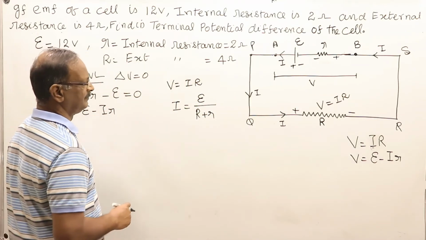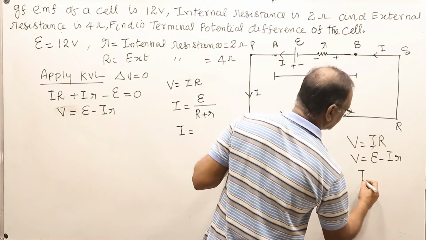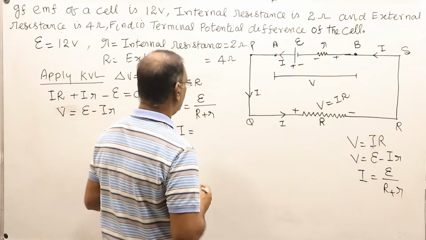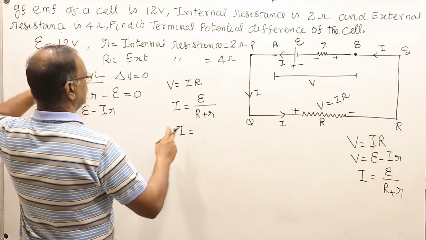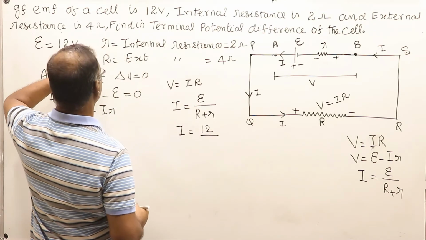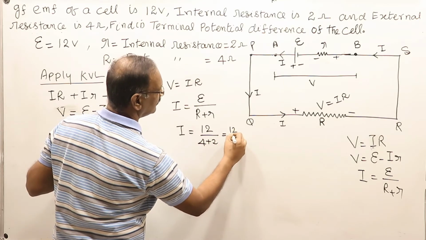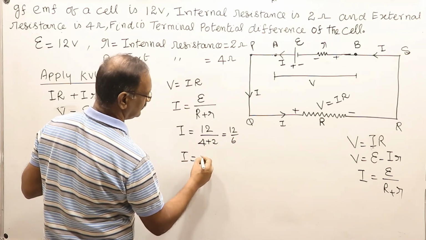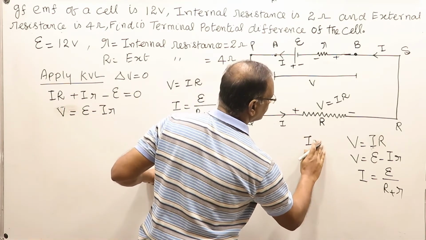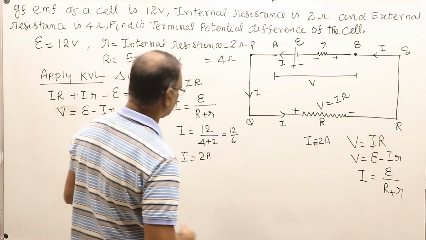So let us find out I. Since I is equal to E by R plus r, the EMF is equal to 12 volt divided by R plus r, which is 4 plus 2, that is 12 by 6. Therefore, I is equal to 2 ampere. Now, the current through this is equal to 2 ampere.